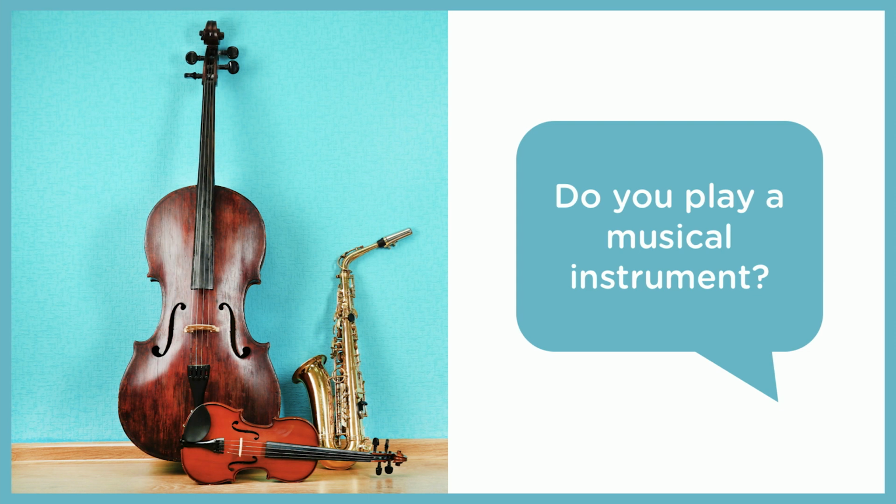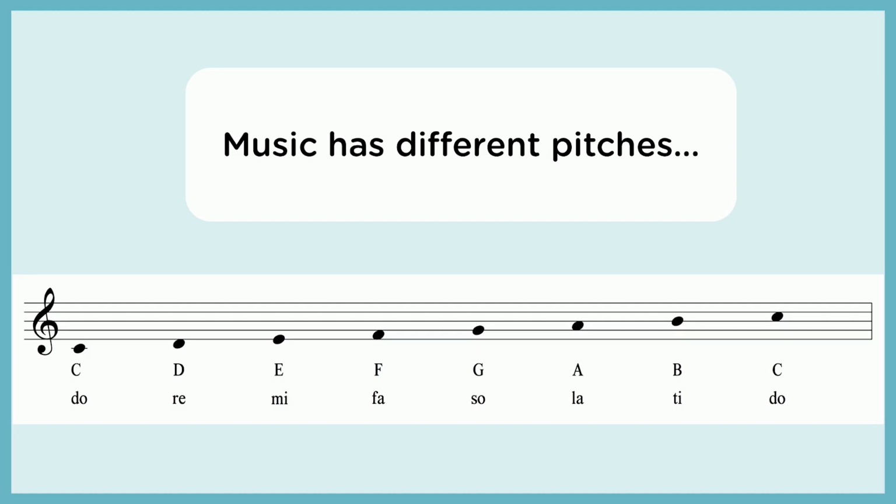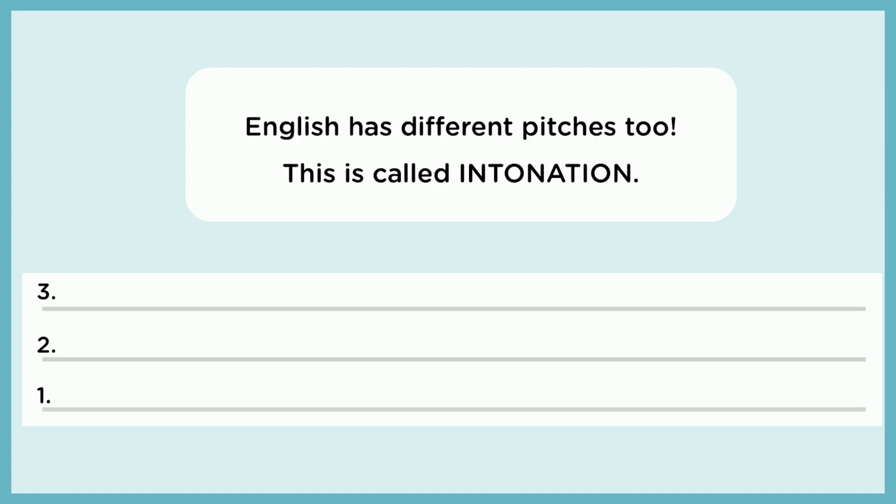Nice. So if you play a musical instrument, you'll recognize this information on screen. But even if you don't play one, you will have listened to music. And you'll know that music has different pitches from low to high. So we've got here, do, re, mi, fa, so, goes from low, up, up, up, up, like that. And English is exactly the same. It has different pitches too. But we call this intonation. So it's how we move our voice from going from a low pitch to a medium pitch to a high pitch and back down.